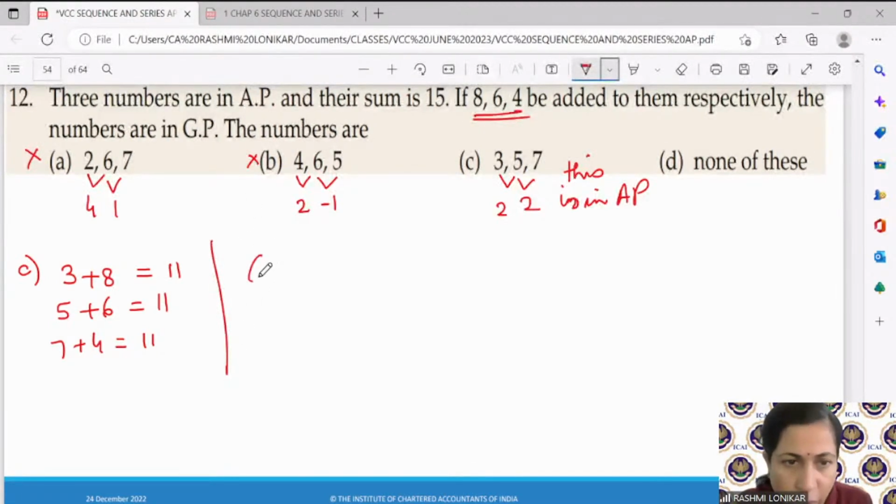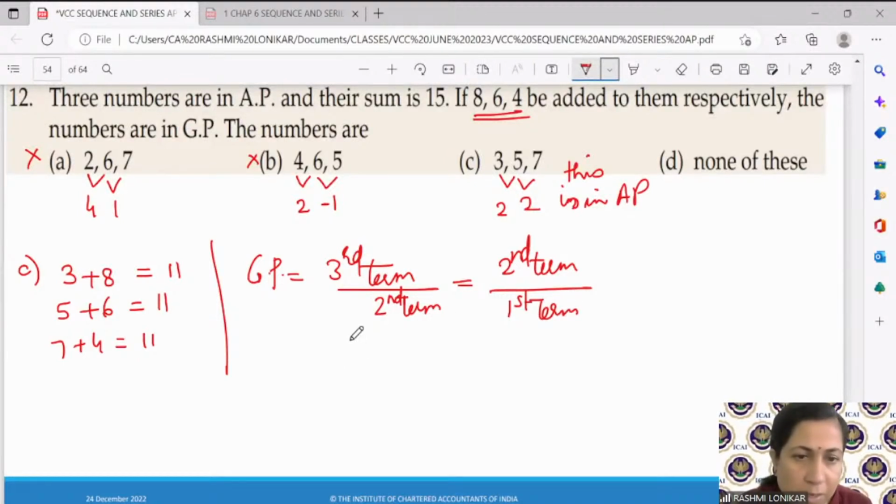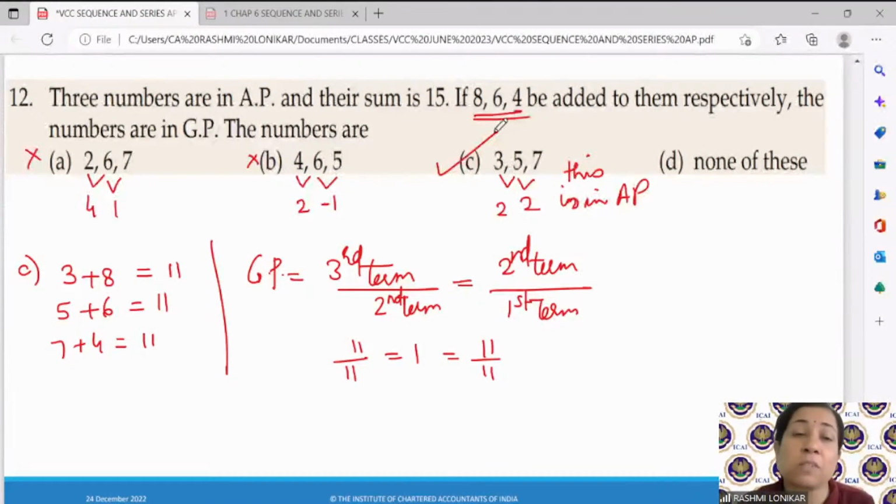Now, for it to be a GP, third term upon second term should be equal to second term upon first term. Okay, third term is how much? 11 upon 11 is 1, which is also equal to 11 upon 11. Okay, because all numbers are there. So C is the correct answer. Sometimes even by just looking at the options, you can see if the numbers are not in AP, you don't even have to consider.